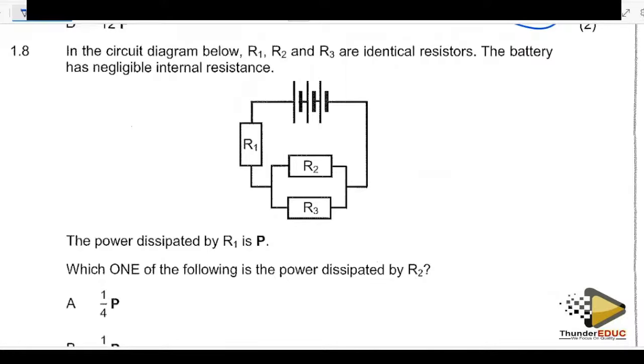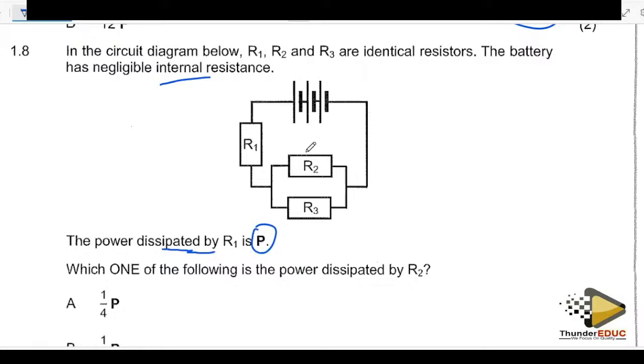In the circuit diagram below, R1, R2, and R3 are identical resistors. Identical simply means they have the same value, and the battery has negligible internal resistance. They're telling us the power dissipated by R1 is P. So if the power dissipated by R1 is P, the question is asking us what happens to the power that is dissipated by R2?